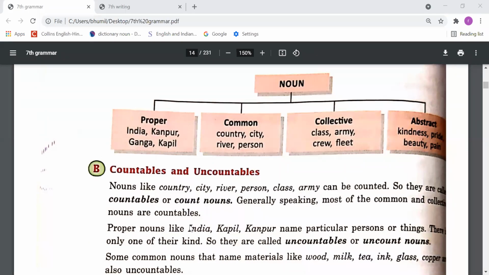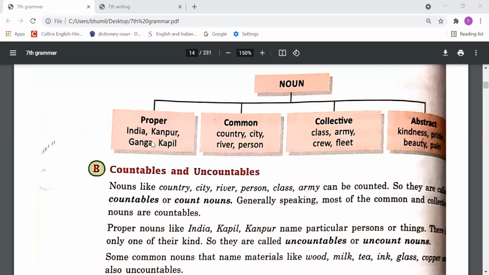If I say city, that's common. City can be any place. Like Gharaunda is also a city, Karnal is also a city. But if I say Karnal, that's a proper name. If I say school, that's a common name. If I say the Century School, that is a proper name, right?